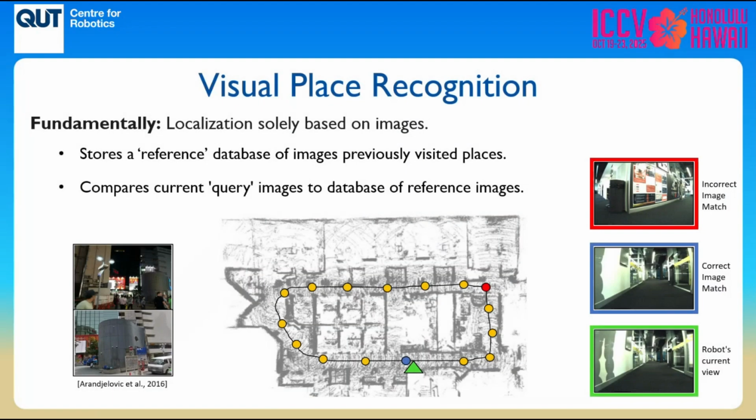The problem that we tackle in this work is visual place recognition, which is fundamentally a localization solely based on images. So we traverse throughout the environment and store a reference database of images from previously visited places, and then when re-navigating the environment, we compare a query image of the current location to our database of reference images to know where we are.